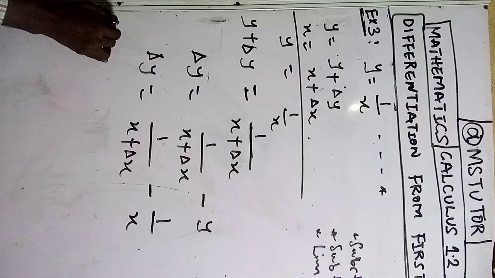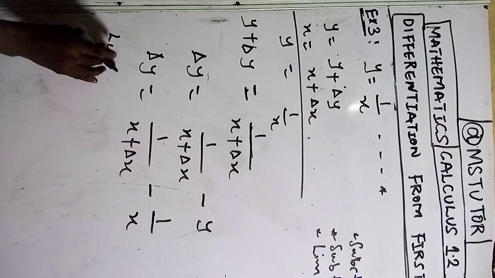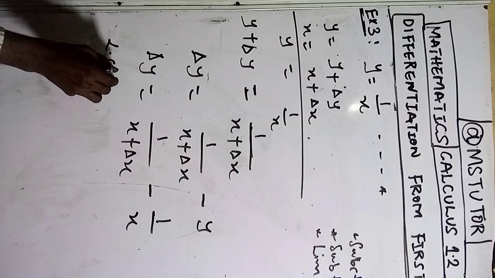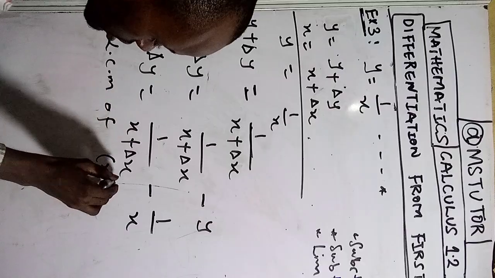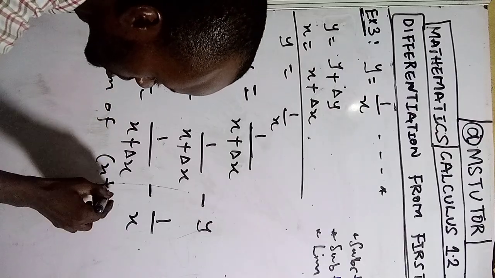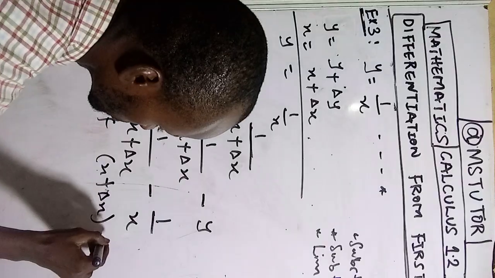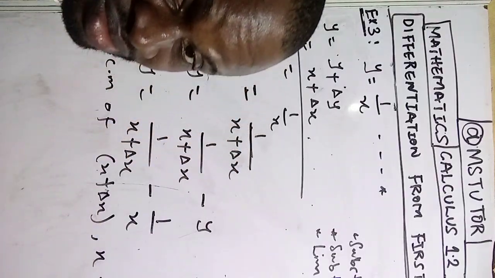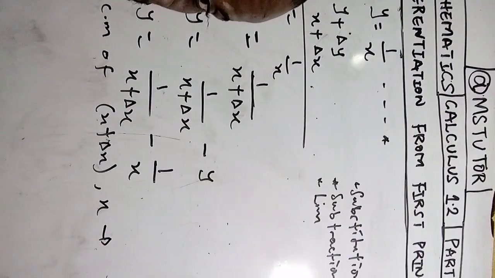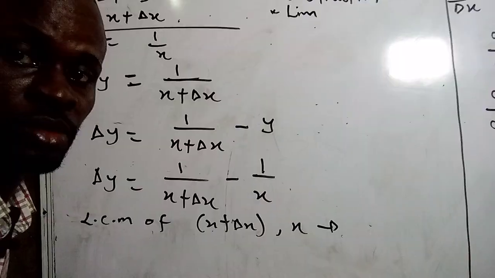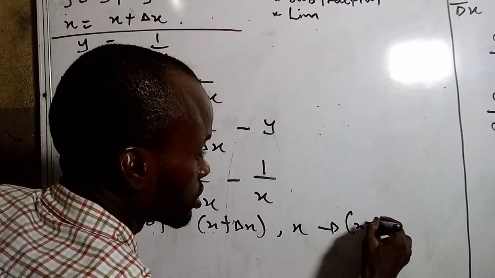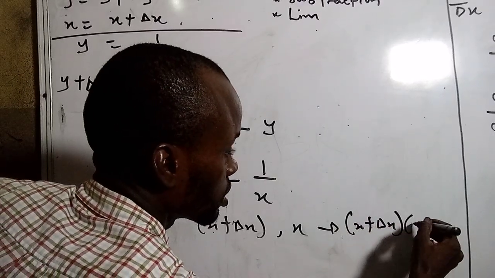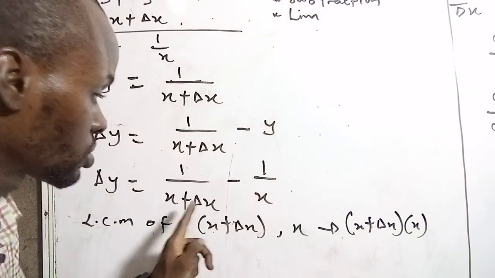LCM of x and dx, and x will be, we take the two together. Do you get that now? That's when we just take the two together. What will be the LCM? The LCM will be x dx and x. So it's only the two of them we have.